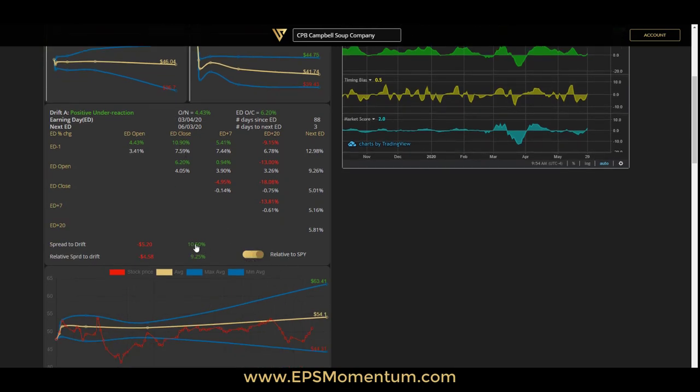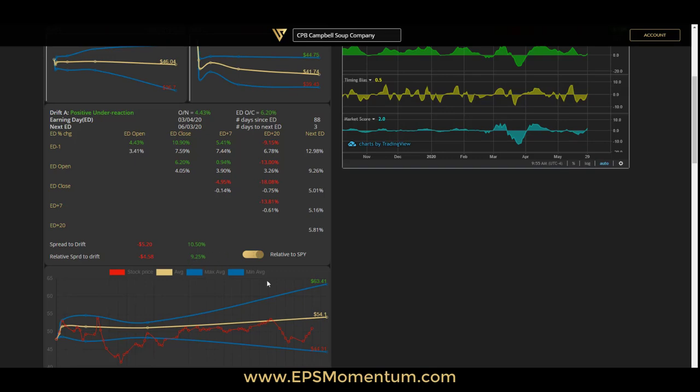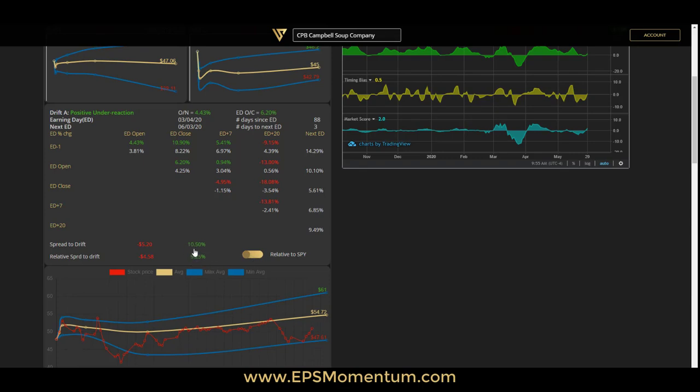So here you can see the spread to drift. Spread to drift is basically the distance between the last point in red and the average. So here we are 10% away, right? And for the relative spread to drift, we're 9.25. Okay, so this 10.5, I removed the relative to SPY. This is the distance from here to here. And if I click on relative to SPY, the 9.25 is the distance between here to here. So very quickly you can use these numbers to see how far the stock price is from the average.